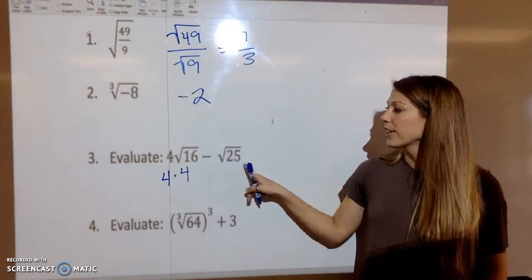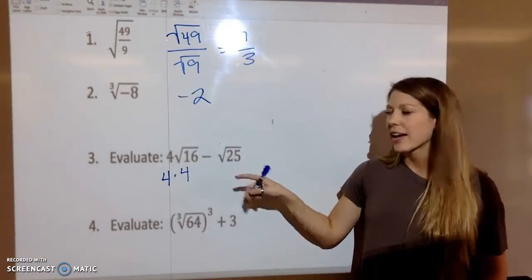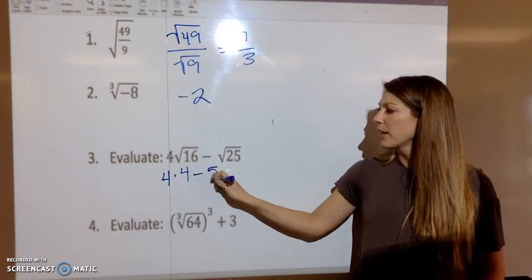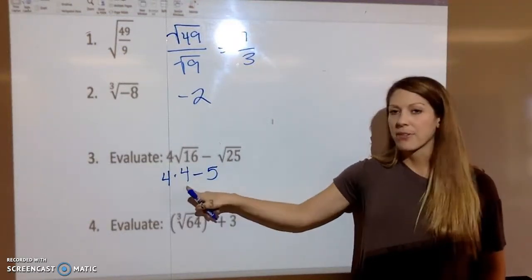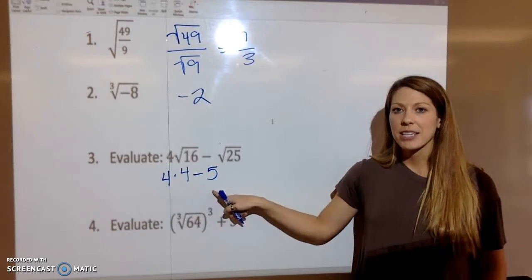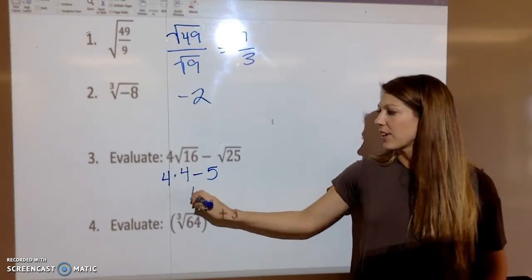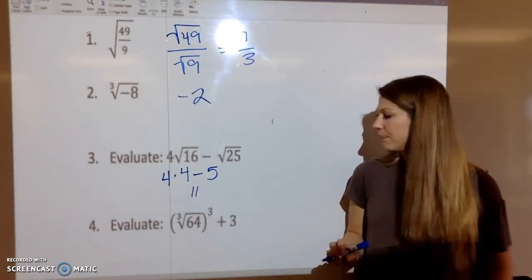All right, and then looking over here, the square root of 25, that's 5. So we have 4 times 4 minus 5. Make sure, again, you use order of operations. So we do 4 times 4 first. 16 minus 5 is 11. So our final answer here is 11.